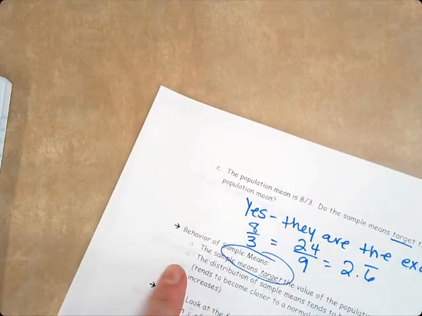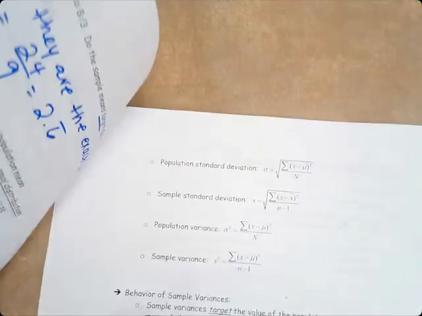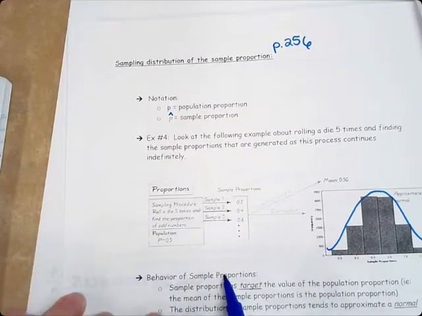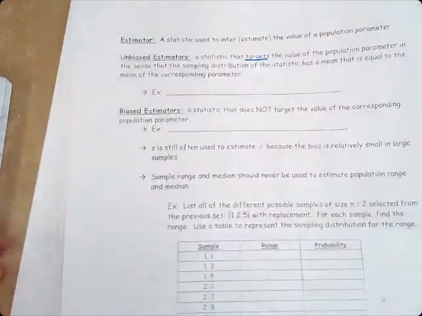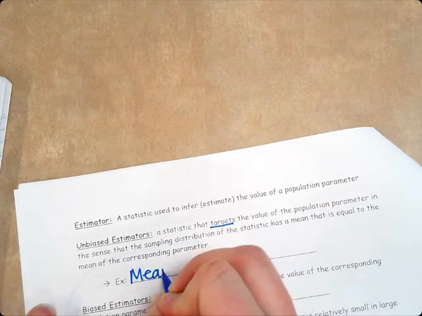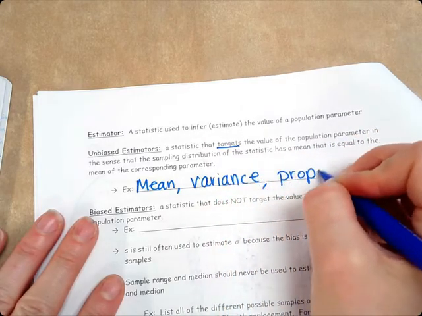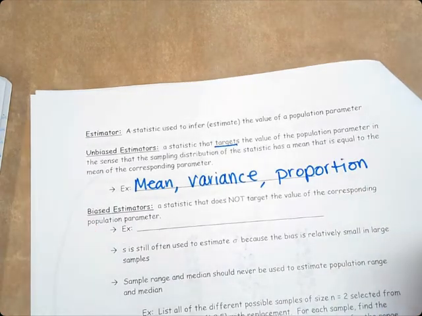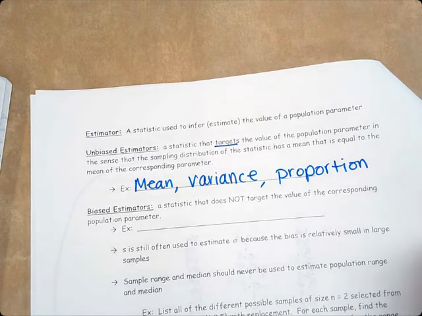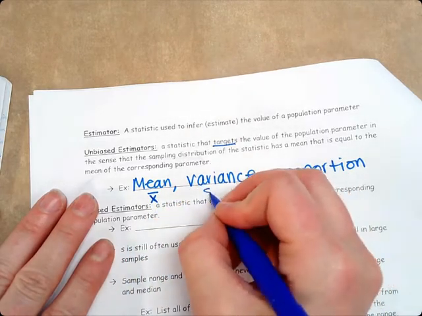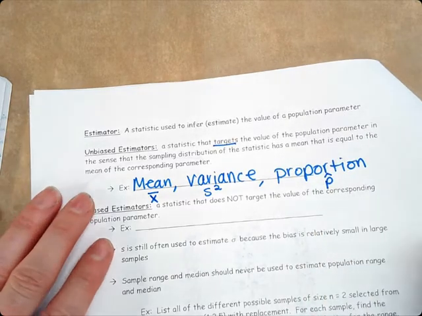Which ones targeted? Right here, sample means target. Does a variance target? Sample variances target population variances. And then what was the last one? Sample proportions target the population proportion. So all 3 of those: the mean, the variance, and the proportion. Whether you look at the mean, variance, or proportion, whether it's a sample or population, they will target each other. So we use X bar for the sample mean, S squared for the sample variance, and P hat for the sample proportion.